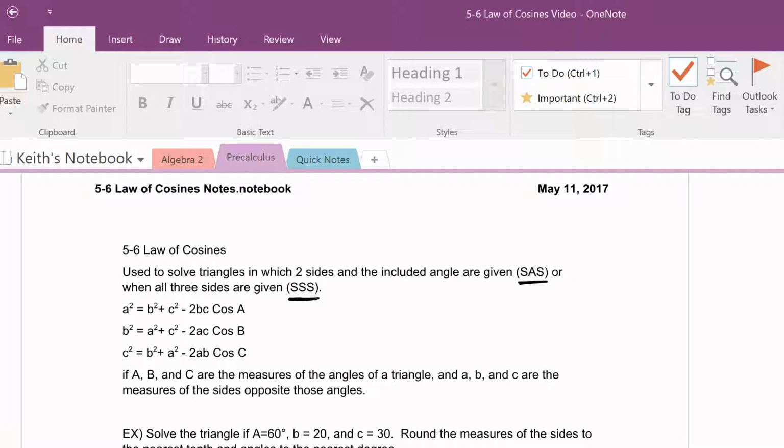So the law of cosines, depending upon what angle or side you are trying to find, is basically going to be the side opposite the angle that you're taking the cosine of squared equals the sum of the two other sides squared minus 2 times the product of the two other sides times the cosine of that angle.